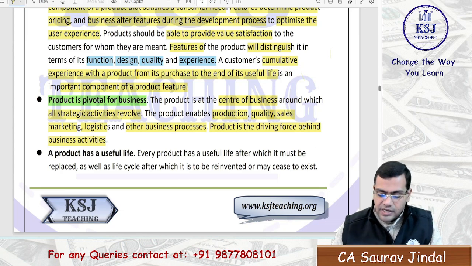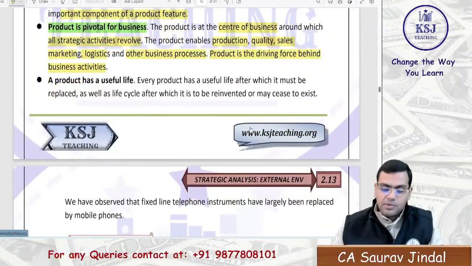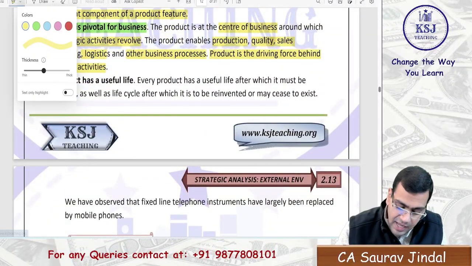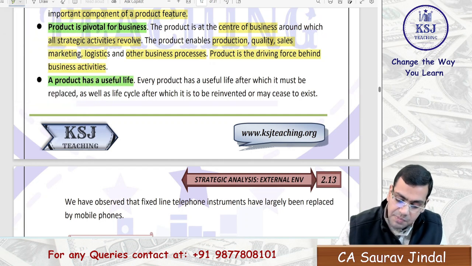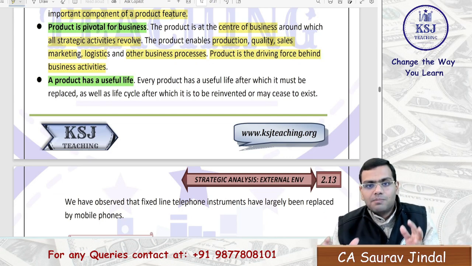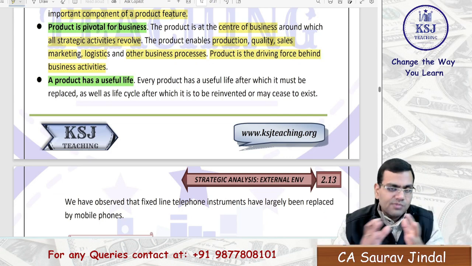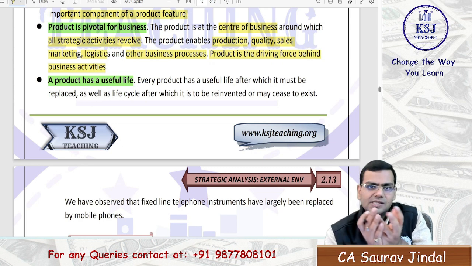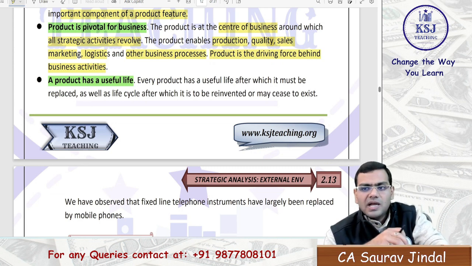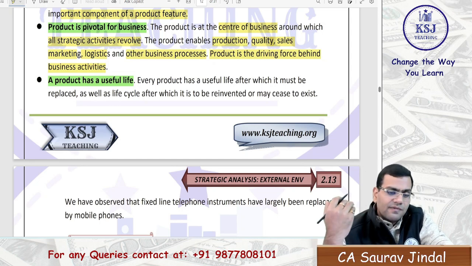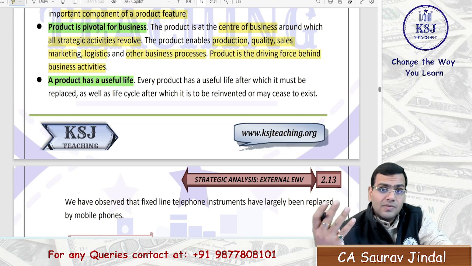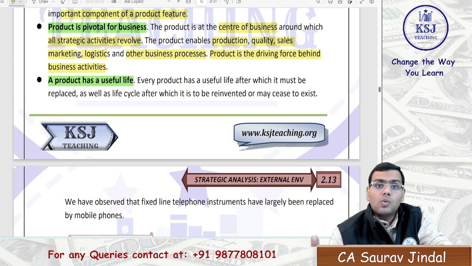Now the next point is very, very important. The next point says the product has a useful life. Every product has a certain life, and after the expiry of that useful life, the product will no longer be useful for you, right? For example, a mobile phone, you can use one for 6-7 years, max 10 years. After that, the software will get outdated. Many of the apps will stop working, right? So all these things happen, sir. So every product is going to have a life, right?